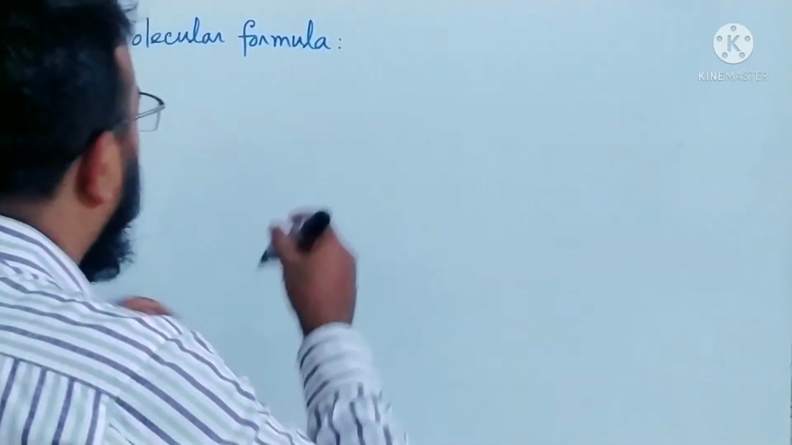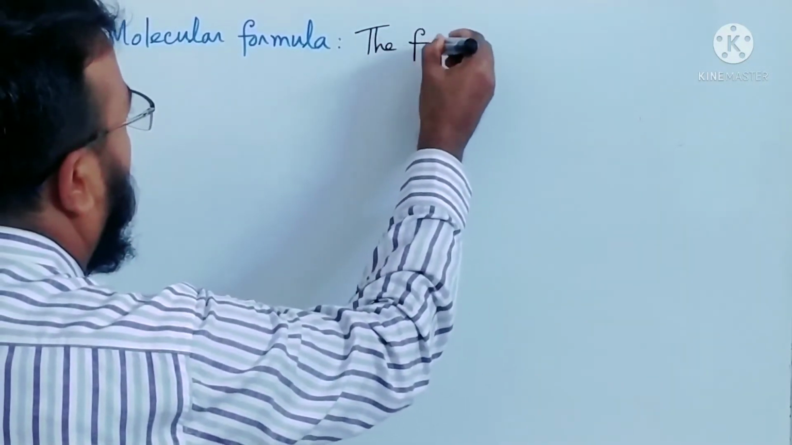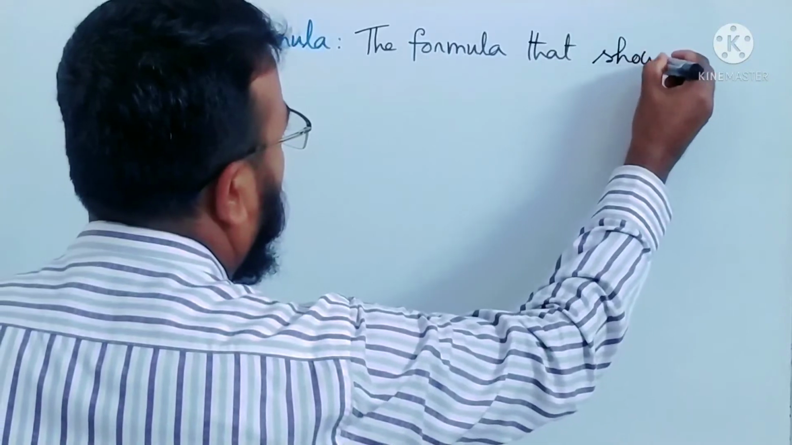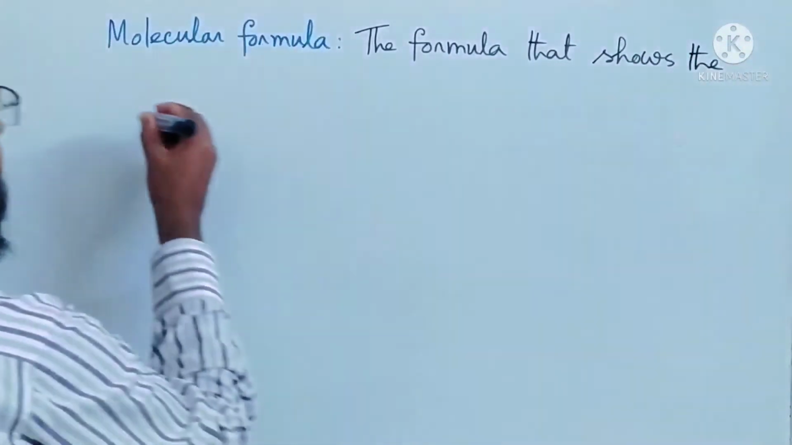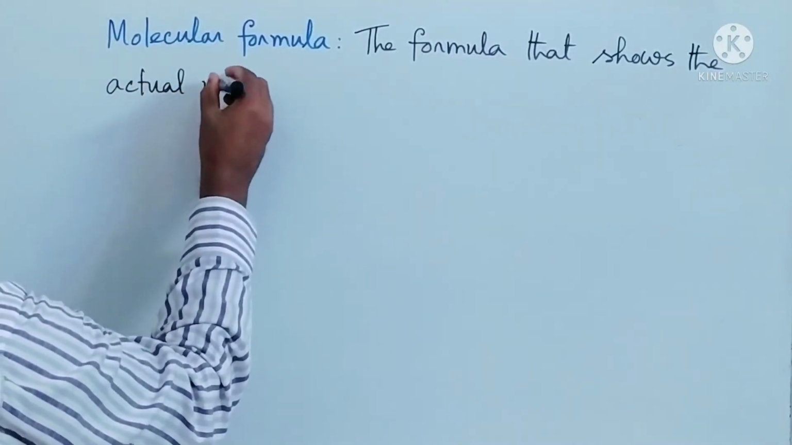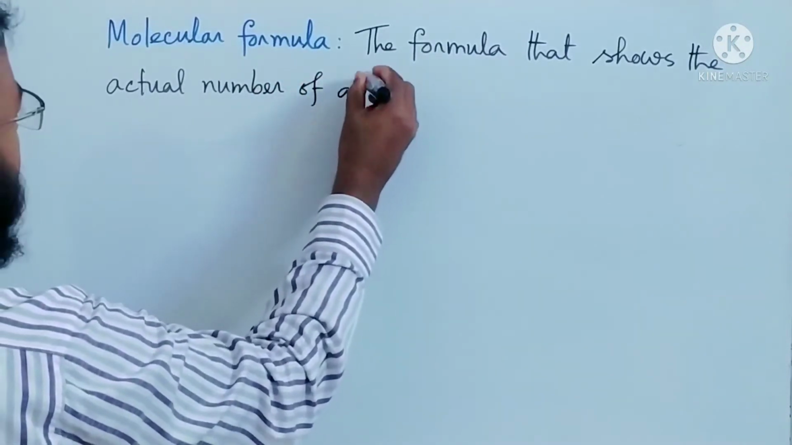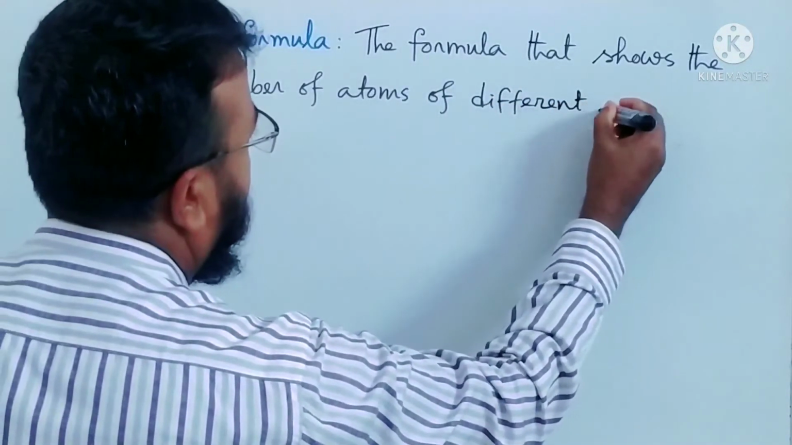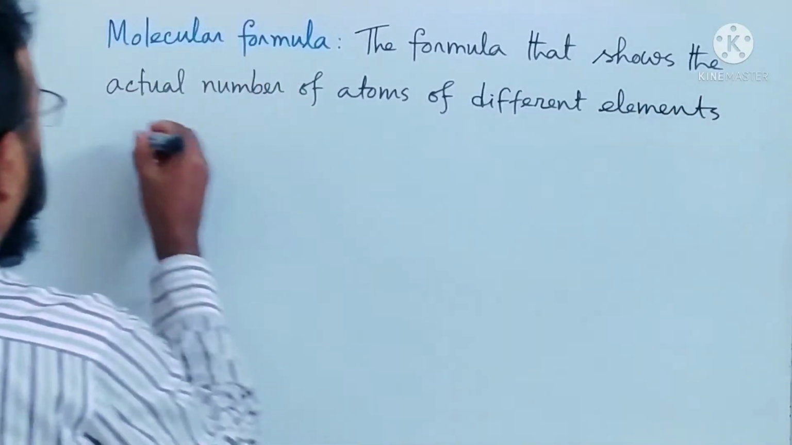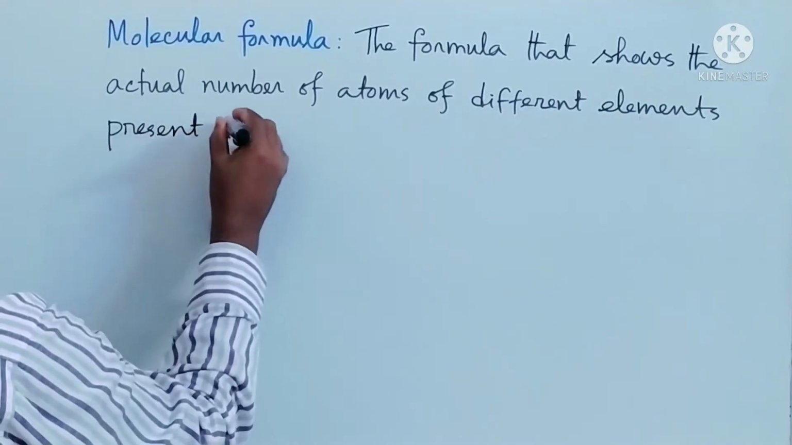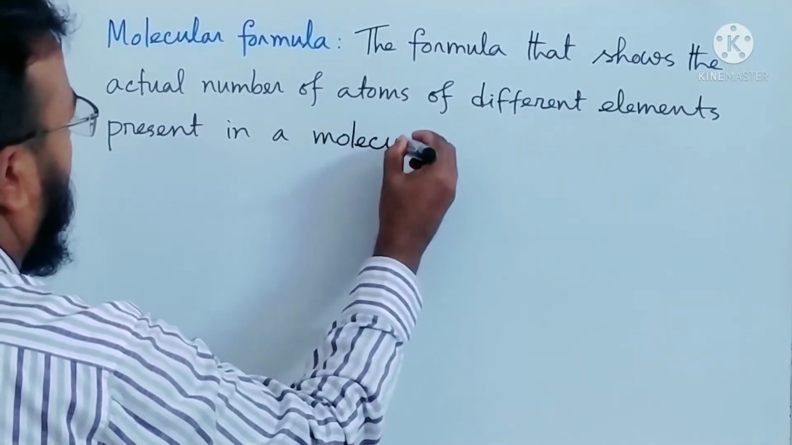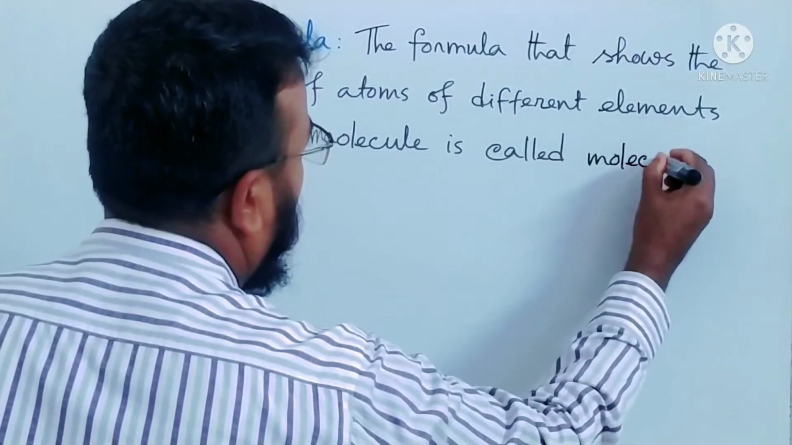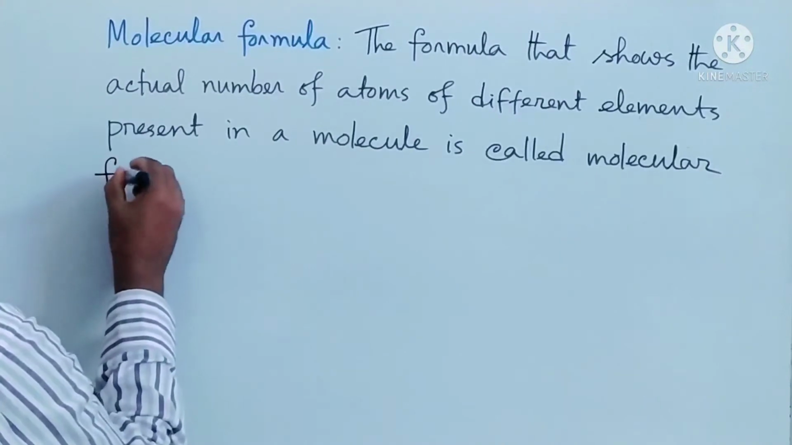Okay, now molecular formula. Everybody see the formula that shows the actual number of atoms of different elements present in a molecule is called molecular formula.